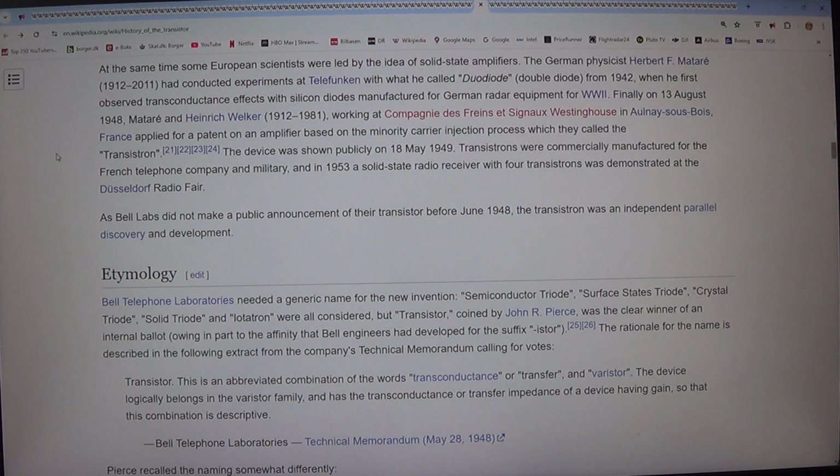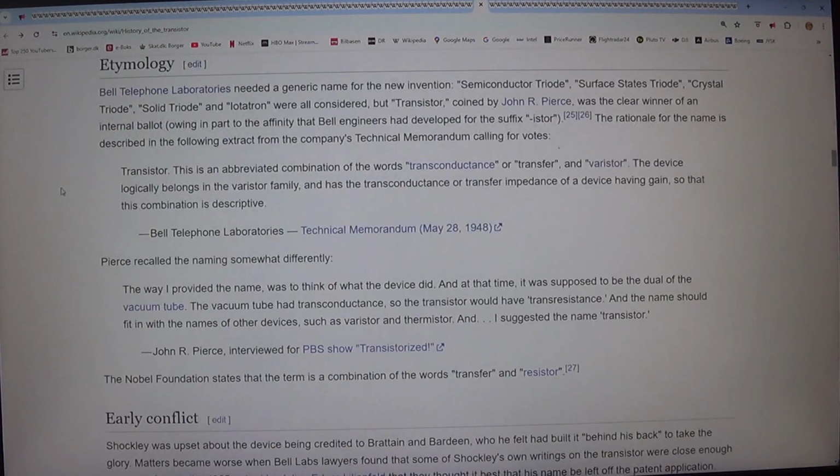Transistrons were commercially manufactured for the French telephone company and military, and in 1953 a solid-state radio receiver with 4 transistrons was demonstrated at the Düsseldorf Radio Fair. As Bell Labs did not make a public announcement of their transistor before June 1948, the transistron was an independent parallel discovery and development. Etymology, edit.